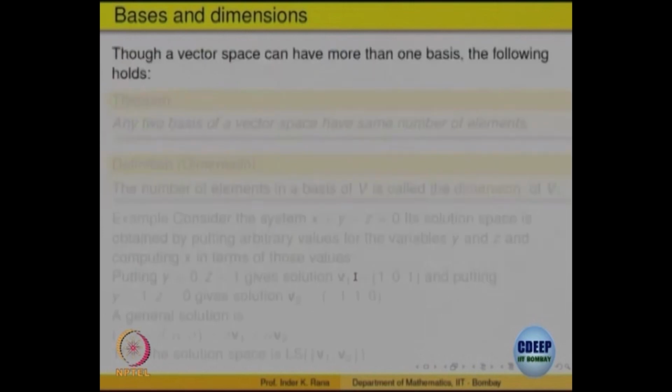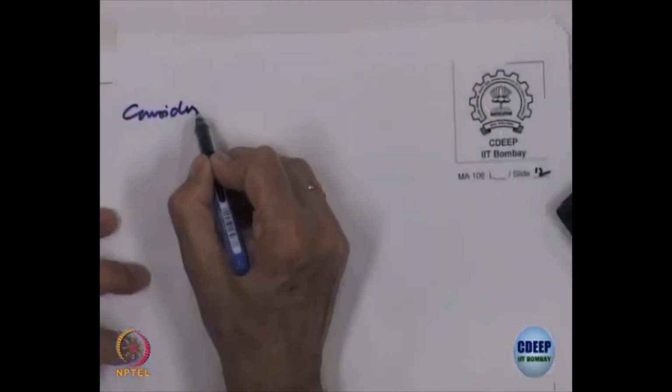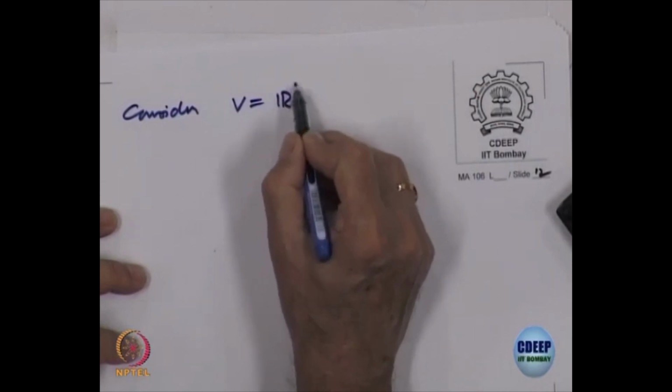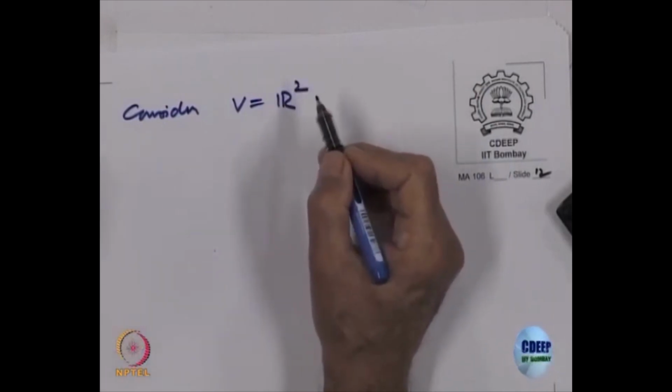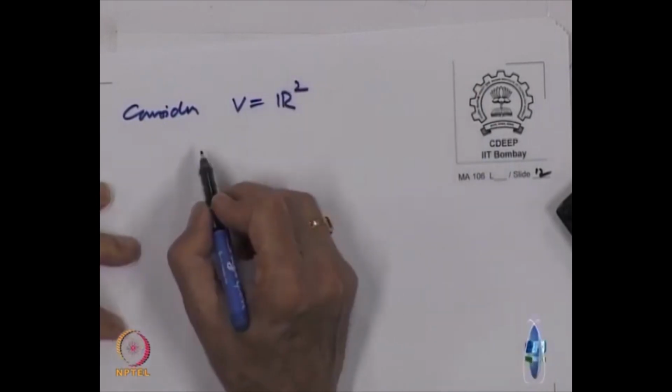So, now we said a vector space can have more than one basis, we saw that. So, let us construct one more example. Consider V equal to R2 itself. I think we have done a lot of examples for R2, but it is good. Let V equal R2.